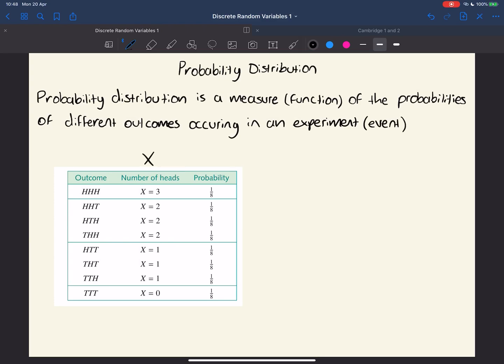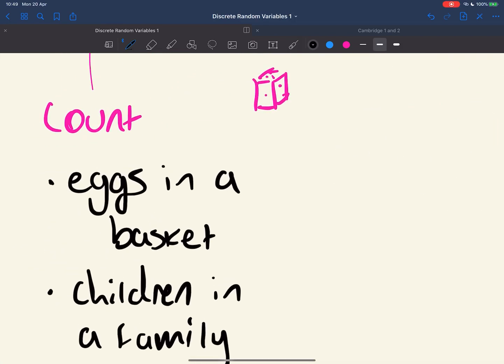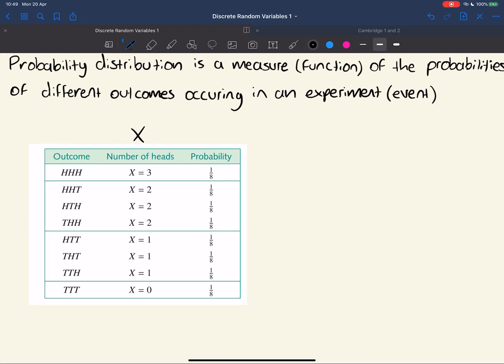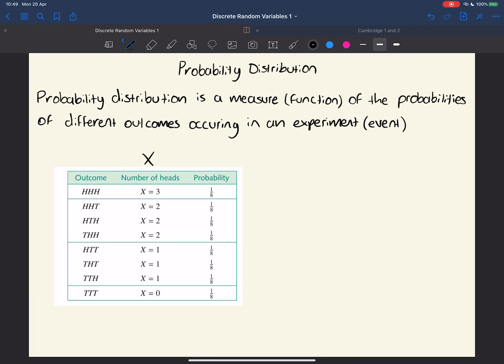And now what type of variable is this? Would this be a discrete random variable, or would this be a continuous random variable? Have a think. Well, let's think back to our definitions of discrete and continuous. Continuous being something that you measure, and discrete being something that you count, right? So if we were to count the number of heads, this would be discrete. So this is a discrete random variable.